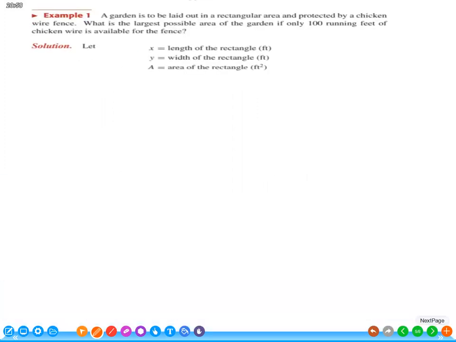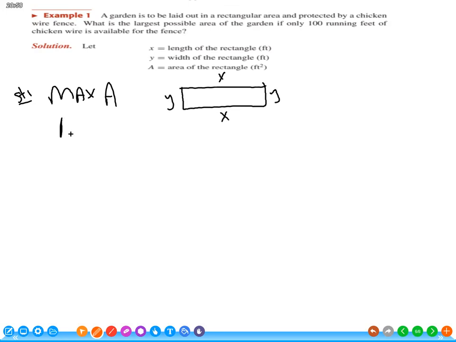Take example 1 from your textbook. A garden is to be laid out in a rectangular area and protected by a chicken wire fence. What is the largest possible area of the garden? So here, step 1, my aim is to get a maximum area. And here x represents the length of the rectangle, and y represents the width. So x, x, y, y. So what's the area here? x times y, length times width. This is step 1, determine which function you want to maximize or minimize. Here I have a rectangle.